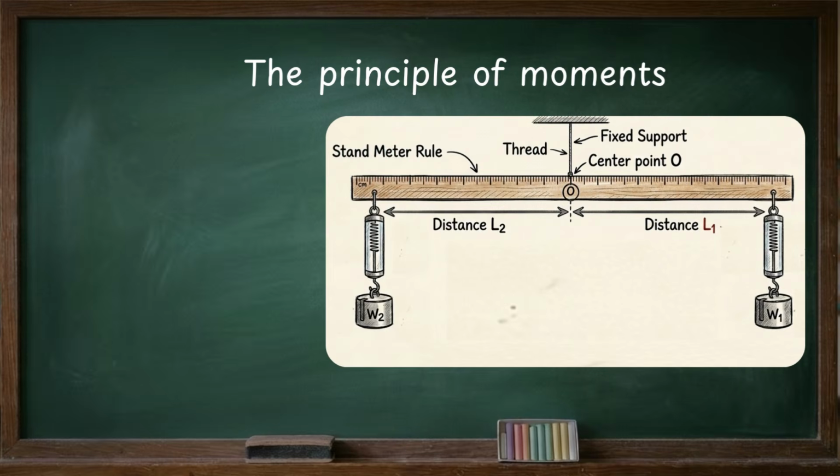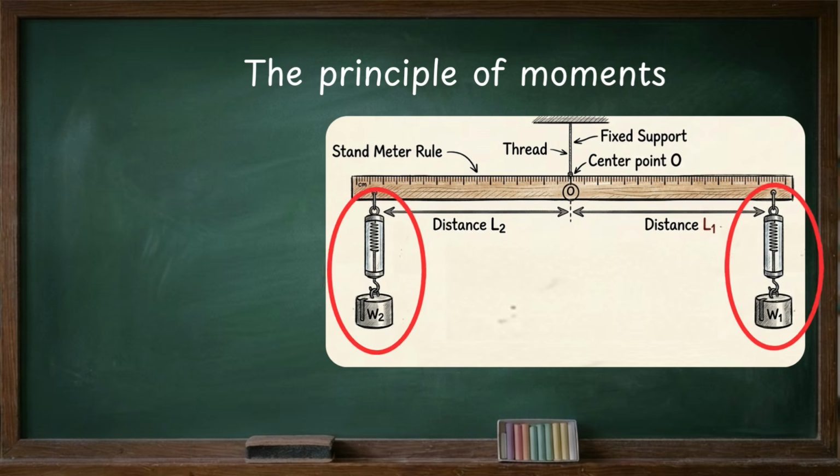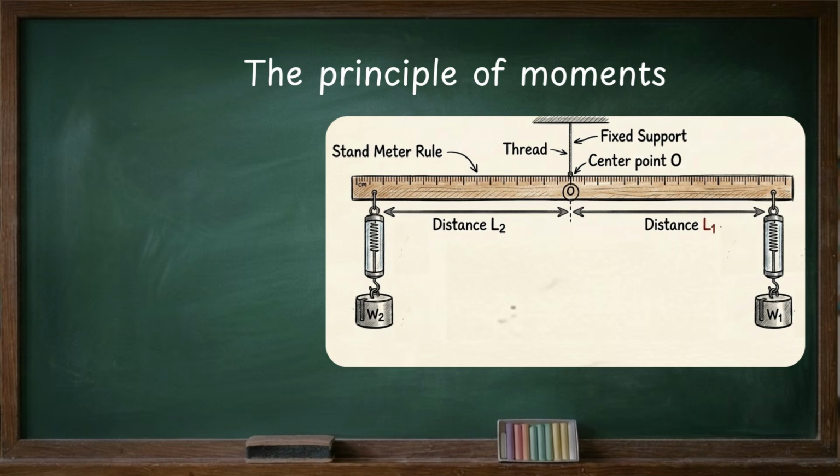Imagine suspending a meter rule horizontally from a fixed support using a strong thread tied right at its center point, O. Now, we suspend 2 different spring balances with slotted weights on either side of the thread. Let's call the weight on the right side W1, placed at a distance of L1 from the center, and the weight on the left side W2, placed at a distance of L2 from the center.